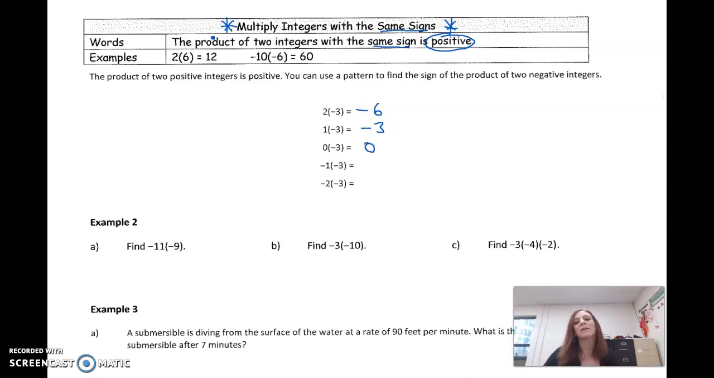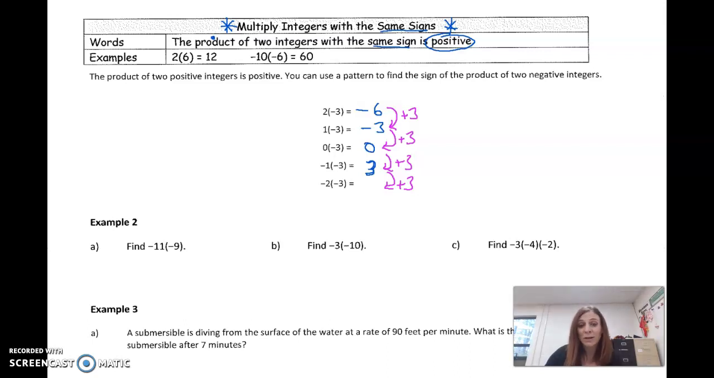So let's pause right here and see the pattern that's going on. If I look down, because I'm going 2, 1, 0, what do I do to negative 6 to get negative 3? Well, I add 3. What do I do to negative 3 to get 0? Well, I add 3. So if this pattern continues, I'm going to keep adding a 3. So let's see what that does to our numbers here. Negative 1 times negative 3. Well, I know 1 times 3 is 3. Is it going to be a positive 3 or a negative 3? Well, if I take 0 and I add 3 to it, it's a positive 3.